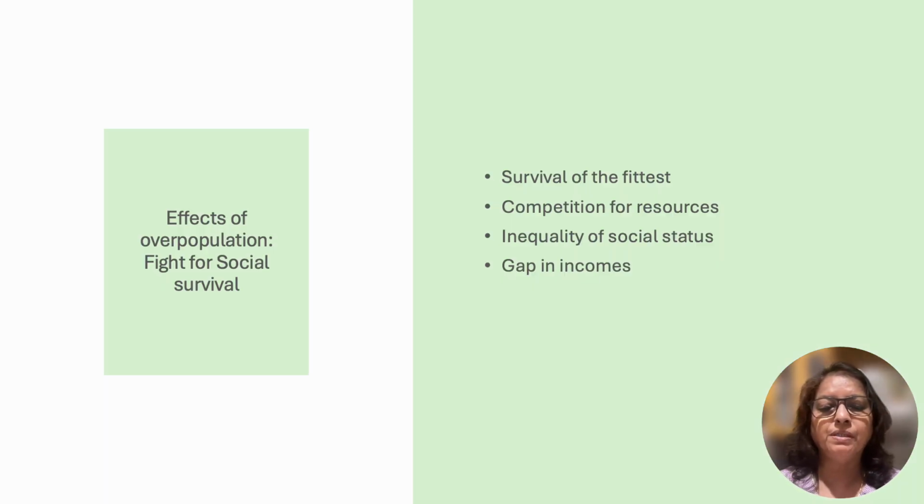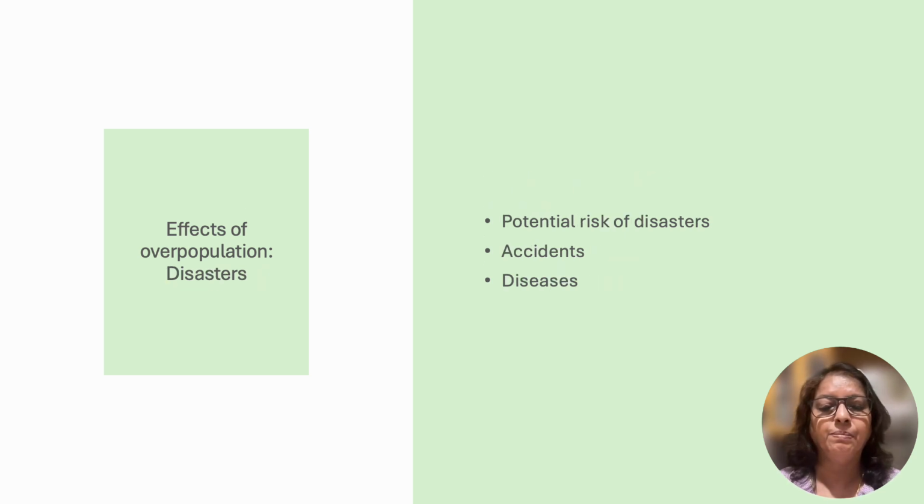Effects of overpopulation, one more, is fight for social survival. It becomes the survival of the fittest. There is competition for resources. There is inequality of social status, and it creates a gap in incomes. There are either very rich people and very poor people and nobody in the middle. Something like this happens. One more effect of overpopulation is disasters.